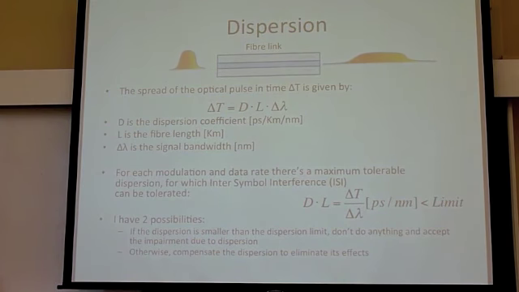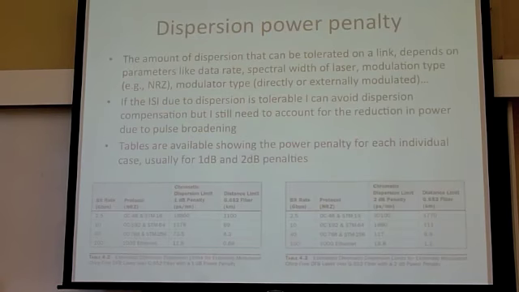So if I'm not within this limit, then I have to do dispersion compensation. This is what I was saying about dispersion power penalty. The amount that can be tolerated on a link depends on data rate, spectral width of the laser itself, modulation time, spectral width of the pulse, and whether you do external or direct modulation. But usually what you have is 1 dB or maximum 2 dB.